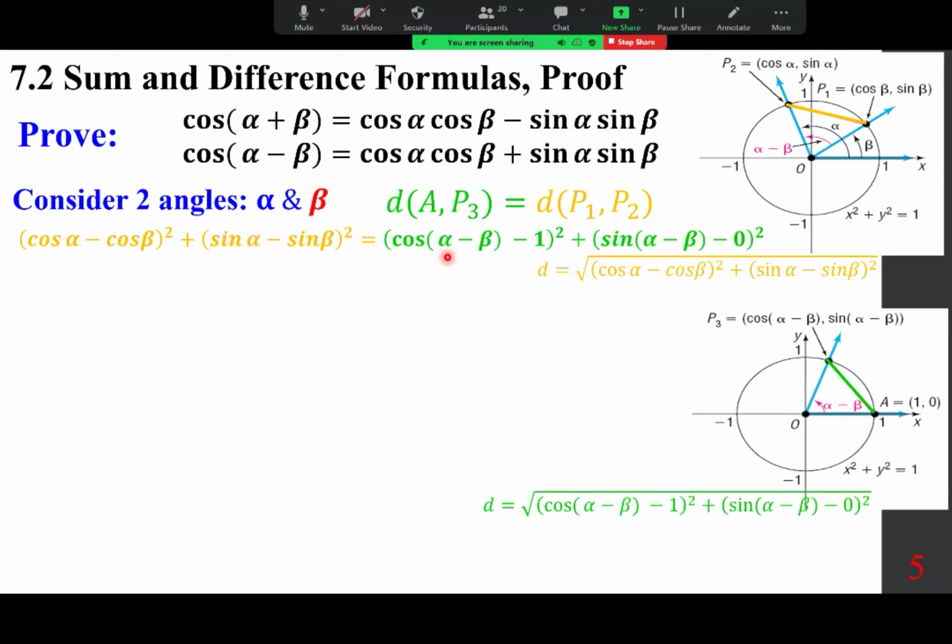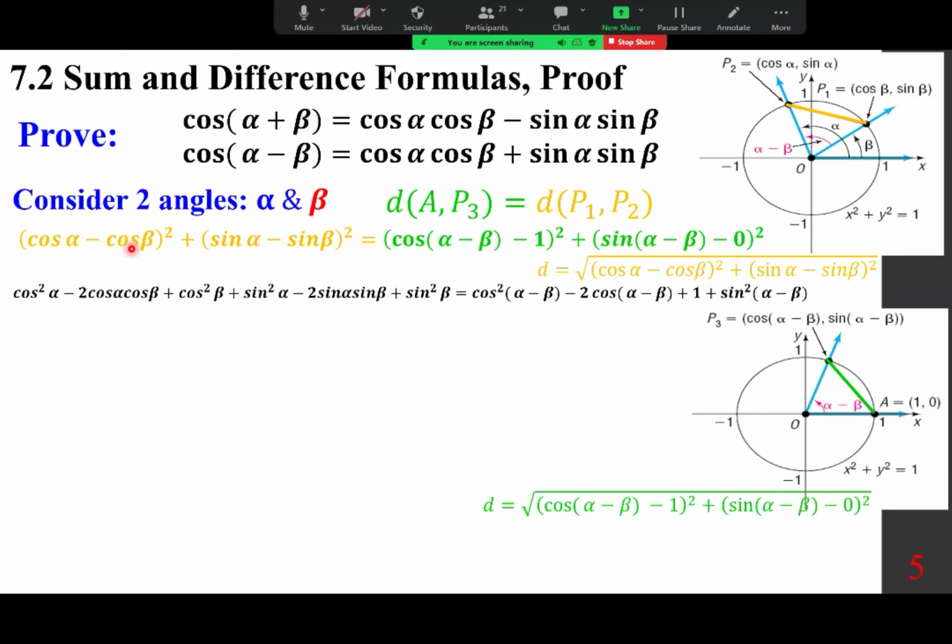This one, you square this one: cosine squared of alpha minus beta, minus 2 cosine of alpha minus beta, plus 1. This one, this is 0, has no bearing, simply sine squared of alpha minus beta. So I'm assuming you can square the left side, this parentheses, and square the right side, this parentheses, and this one is just sine squared of alpha minus beta.